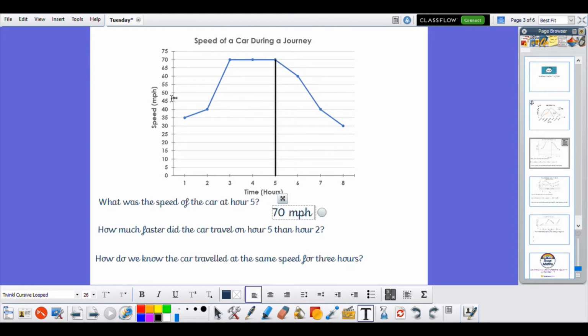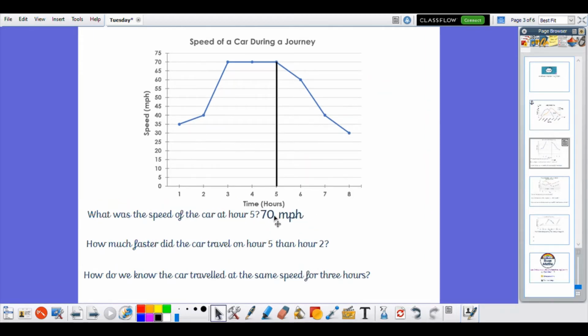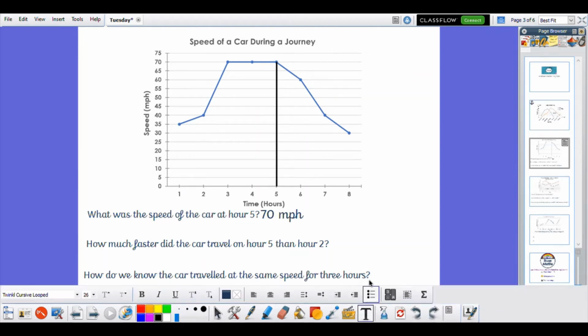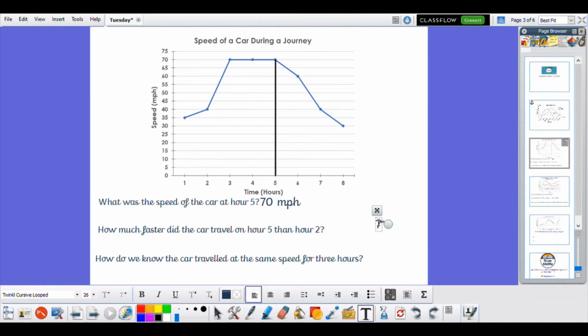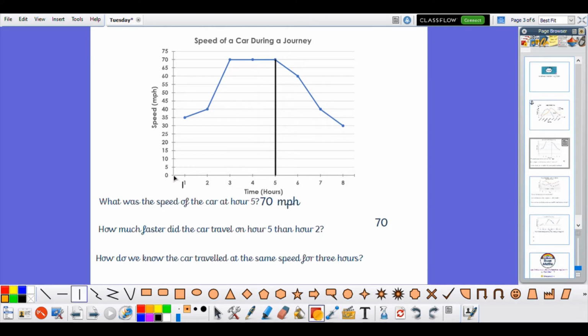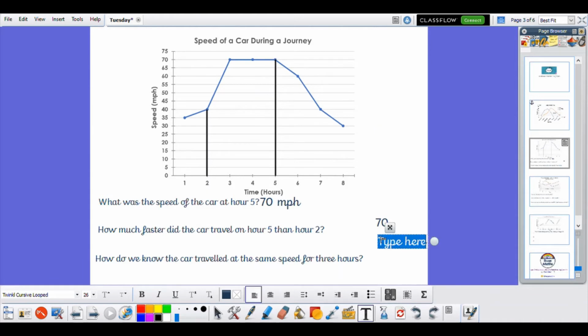Remember, if there is a unit of measurement, it needs to be included in your answer. So the unit of measurement for this is miles per hour. Okay, so it says, how much faster did the car travel on hour 5 than in hour 2? I know that hour 5, it travelled at 70 miles per hour. And then I need to find what it travelled at hour 2. So I'm going to go along my x-axis to 2, then up to the point that's been plotted, and I can see that that is 40. So I've got 40 for hour 2.